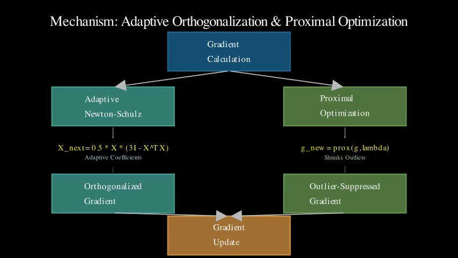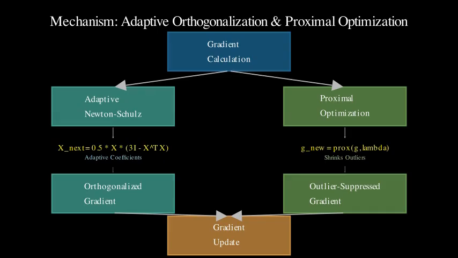Second, ROOT uses a proximal optimization framework to suppress outlier noise. This involves adding a penalty term to the gradient update that effectively shrinks large gradients, especially those that deviate significantly from the running average gradient. This biases the update towards directions supported by the majority of gradients, preventing the optimization from being derailed by single outlier events.